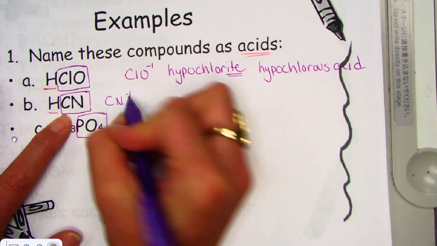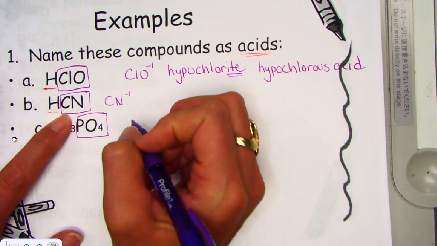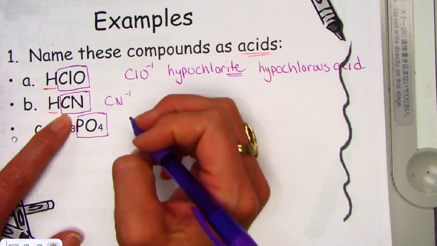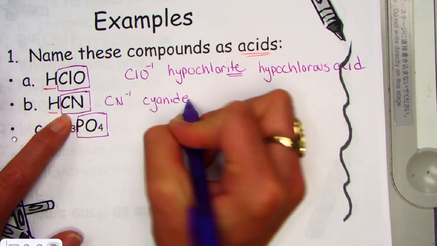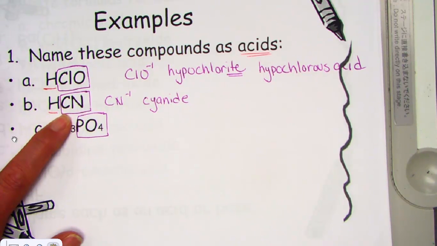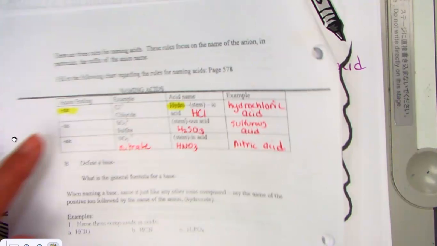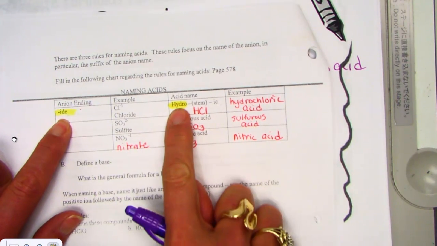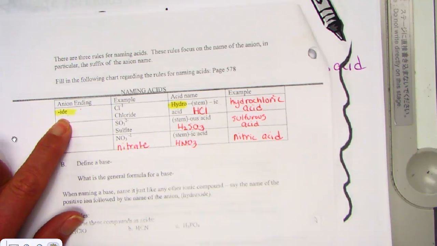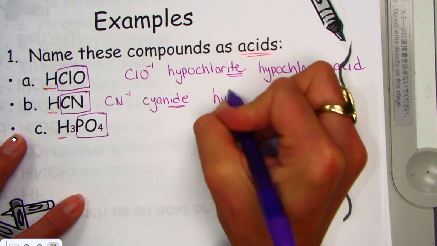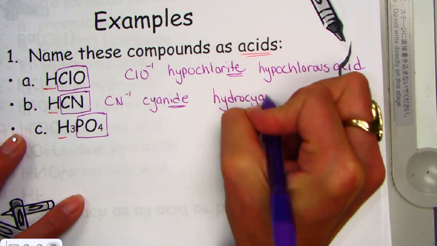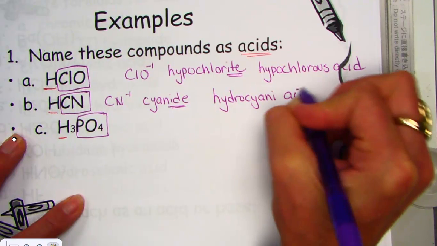Name the polyatomic CN -1. Now this is in the first column, about halfway down of your polyatomic chart. We know this to be named cyanide. CN -1, its polyatomic name is cyanide. The IDE ending, ide. Hydro, root word, ic. Hydro, root word, ic becomes hydrocyanic acid.